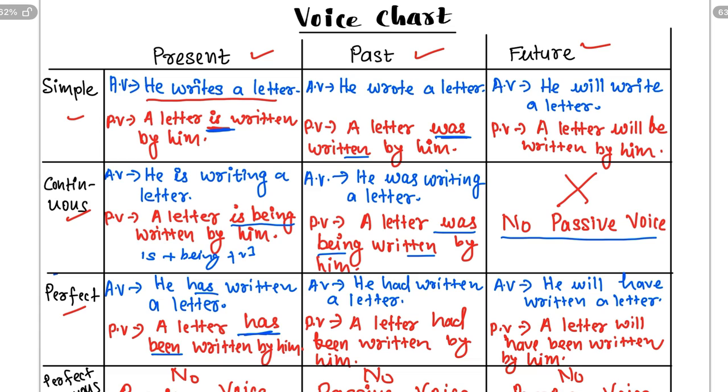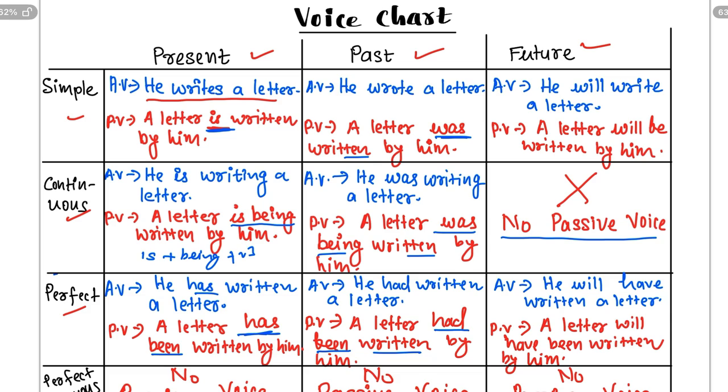Past perfect, in past perfect how will it be changed into passive voice? So we use had in past perfect. For example, he had written a letter. So in passive voice it will become had been plus third form. A letter had been written by him.